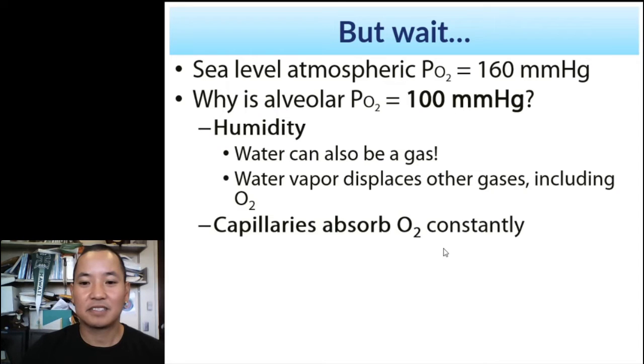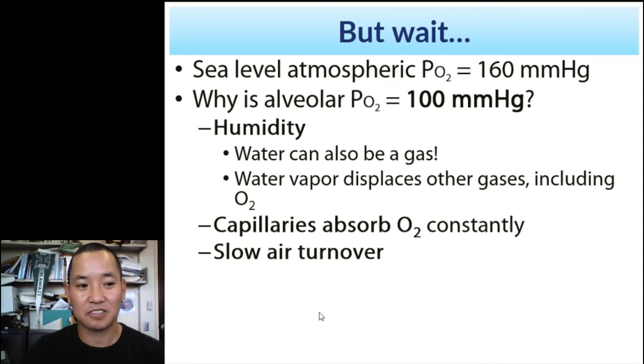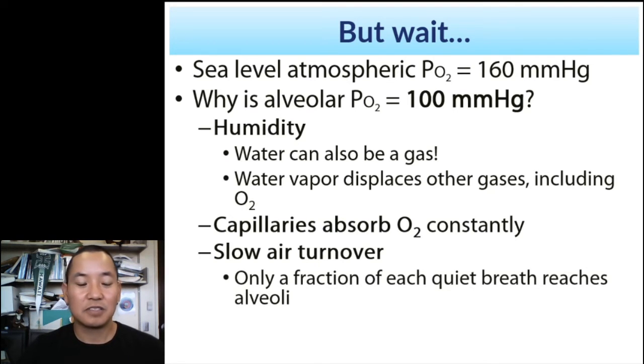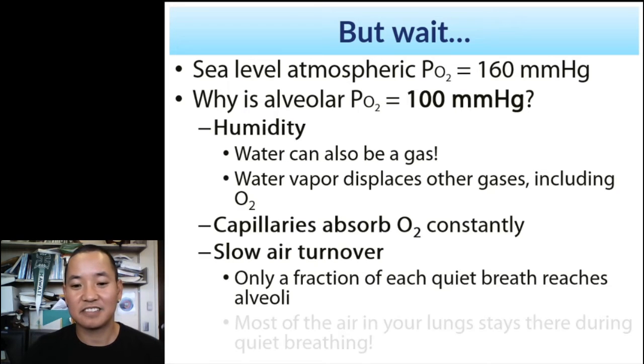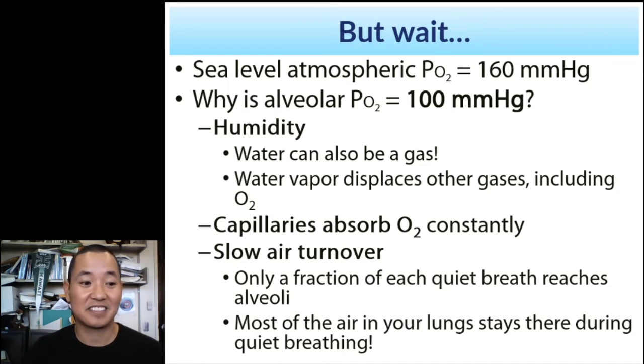Right, so capillaries absorb oxygen constantly. So again, you also have slow air turnover. But believe it or not, every time you breathe in, only a fraction of each quiet breath reaches your alveoli. So most of the air in your lungs during one breath stays there. So this is another reason why alveolar partial pressure is lower than your atmospheric pressure.